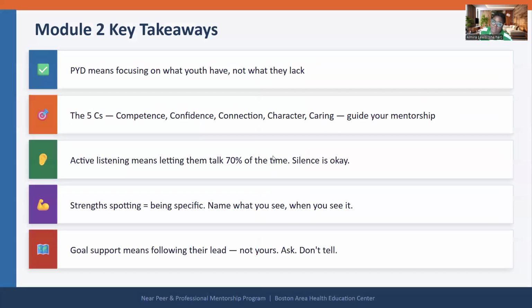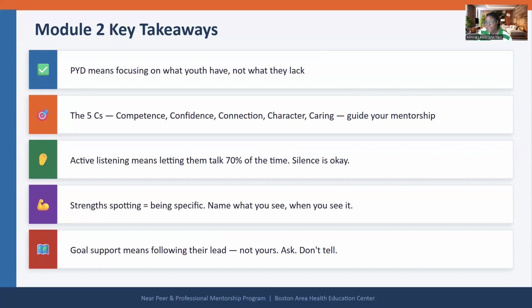And so the key takeaways from this module: PYD means focusing on what you have, their strengths, not what they lack. The 5 C's guide your mentorship, helping them build competence, confidence, connection, character, and the ability to care. Active listening means sometimes they may need to talk 70% of the time, and you may need to be silent. Other times, it may be in the reverse.